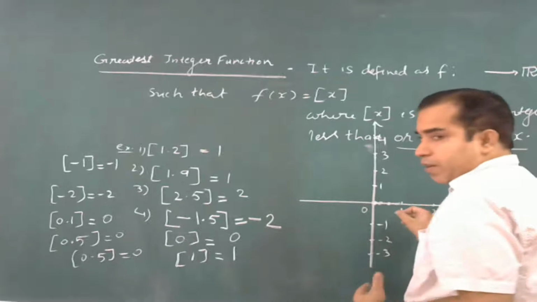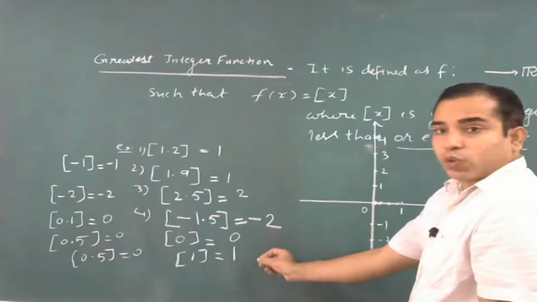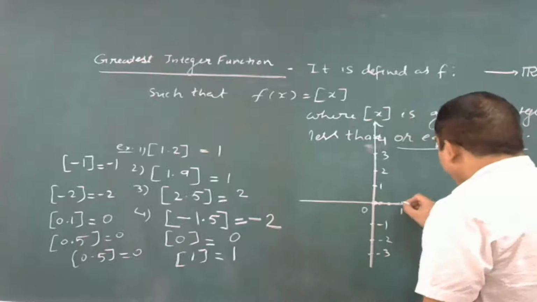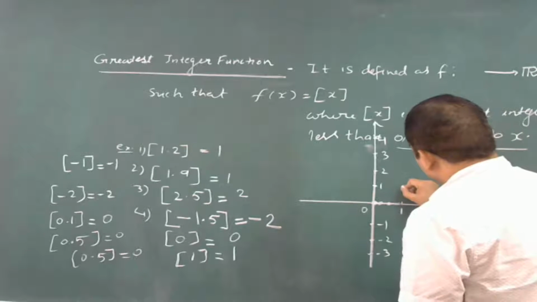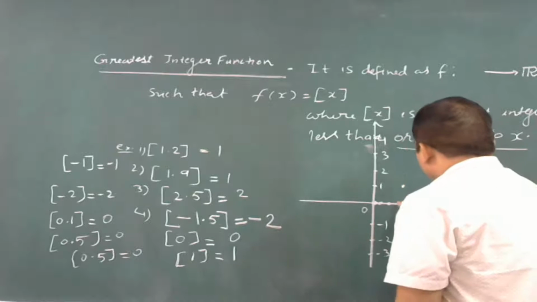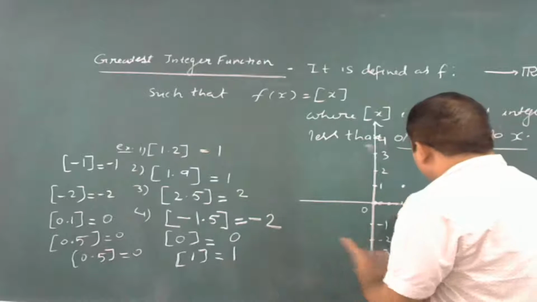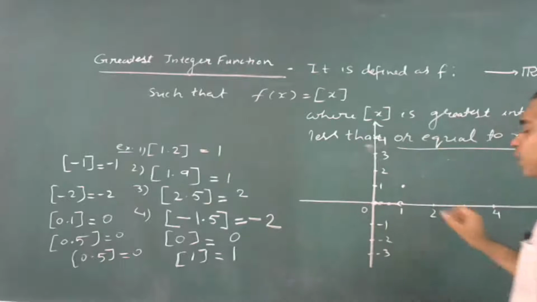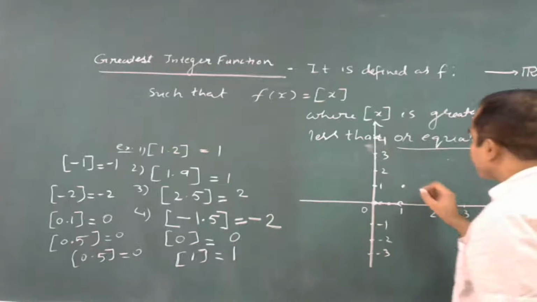But what about 1? Greatest integer of 1 is 1. Greatest integer of 1 is not 0. So 1's image is here, 1, 1. So just before 1 all the values will be taken. So I am drawing one empty semicircle here. Okay. Now 1's image is here.